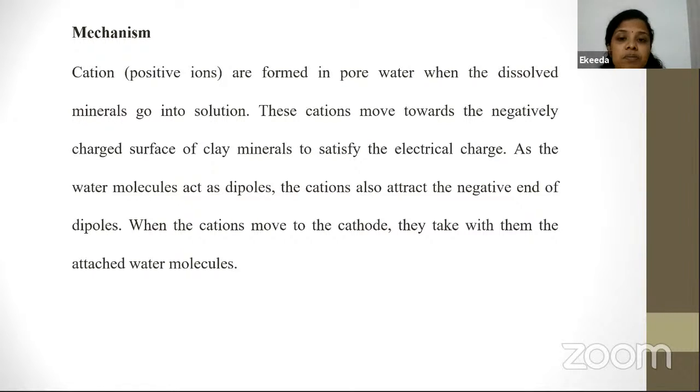Mechanism. Cations are formed in pore water when the dissolved minerals go into solution. These cations move towards the negatively charged surface of clay minerals to satisfy the electrical charge. As the water molecules act as dipoles, the cations also attract the negative end of the dipole. When the cations move to the cathode, they take the attached water molecules with them. That is, H positive will take the water molecules along with them towards the cathode as well.